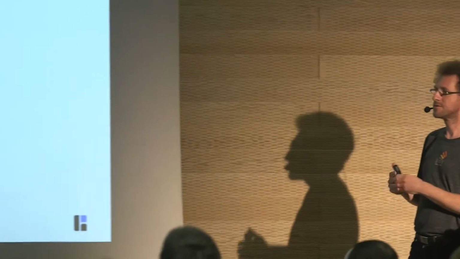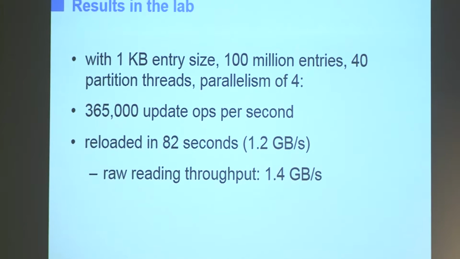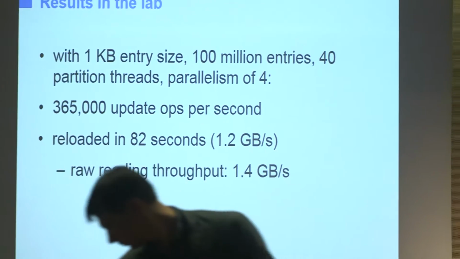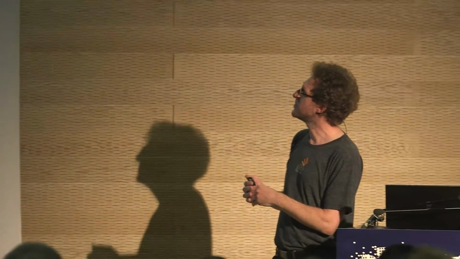So we chose a mid-range size of 1 kilobyte. With 1 kilobyte size, you still have effects of overhead per entry, but it's not very problematically large. If you get below a kilobyte, you'll already experience quite strong degradation from the overhead. So I tested with 100 million entries. That's 100 gigabytes of data in one node with parallelism of 4.